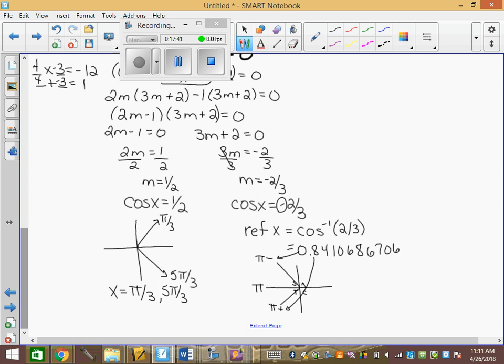Okay, so I'm going to go pi minus my answer, and I'm going to get x equals 2.3. And then I'm going to do pi plus my reference, and I get 3.98, or 4.0 technically. So what are my answers to this one? x equals pi over 3, 5 pi over 3, 2.3, 4.0. Now some people will say, how can I make 2.3 and 4.0 exact values? You can't. They can't ask it as exact values. Why? Exact values often scream unit circle. Is that on the unit circle? No.